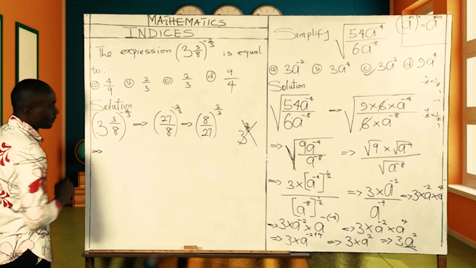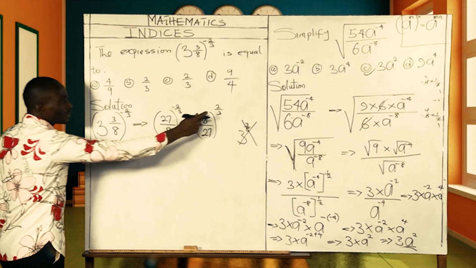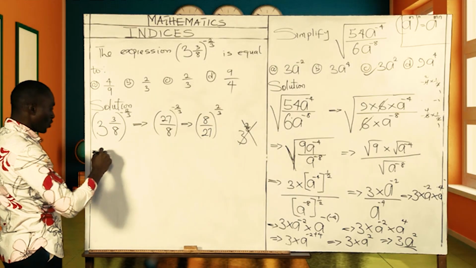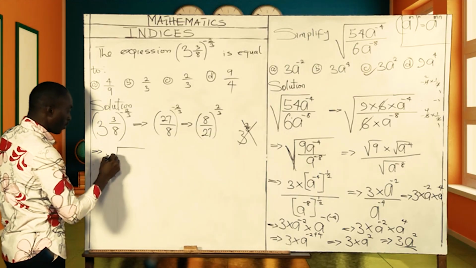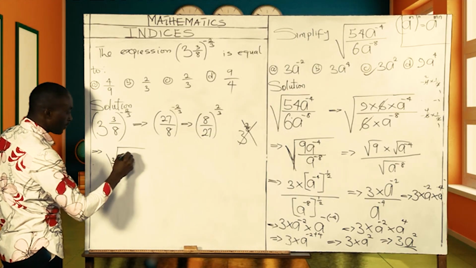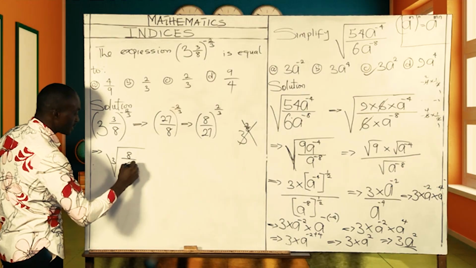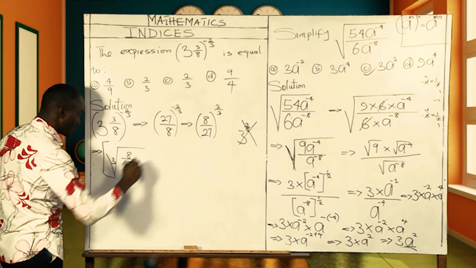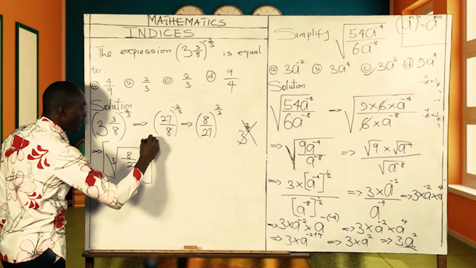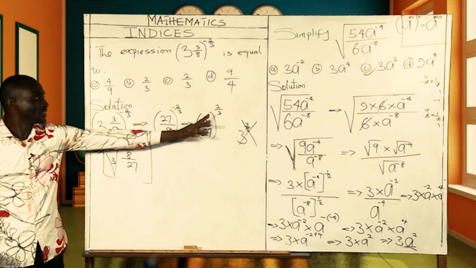Now we have this one, which means cube root. Cube root of 8 over 27, everything raised to the power 2. That is the meaning.